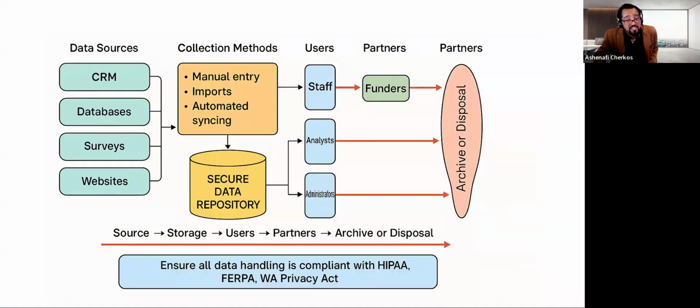Okay, so as you can see here on the left, you see the data sources, information coming from different systems such as CRM, that's customer relationship management, database, survey, and websites. And after that, you can see that my data collection methods are manual entry, imports, and other sources. Then I tried to show the relationship between data source and the collection methods, and then finally where the data is repository or deposited or stored.